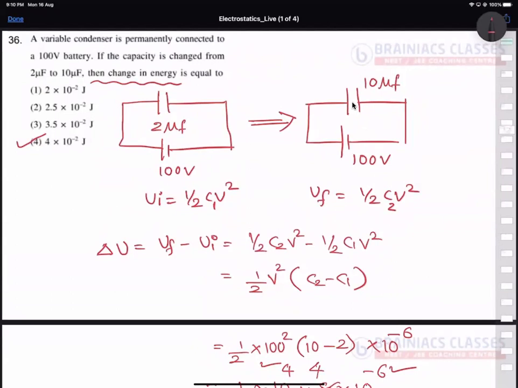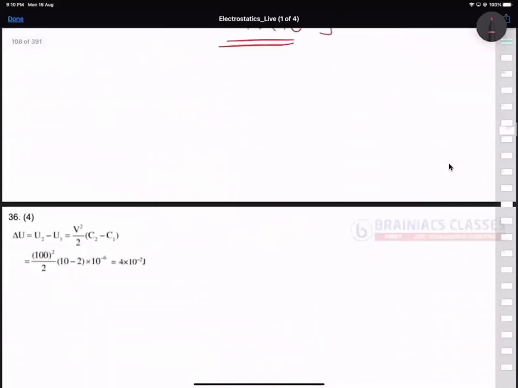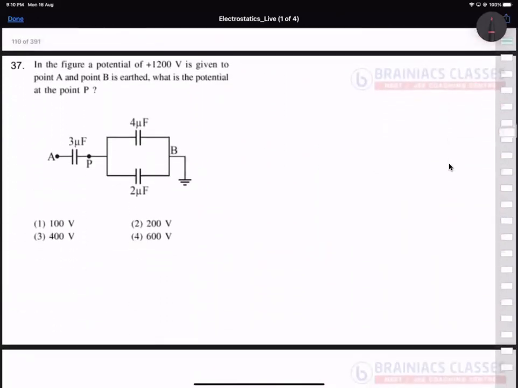Is it clear for everybody? Okay. Silence, I take it as positive. If anybody has any doubt, please tell me. I'll move to the next question.